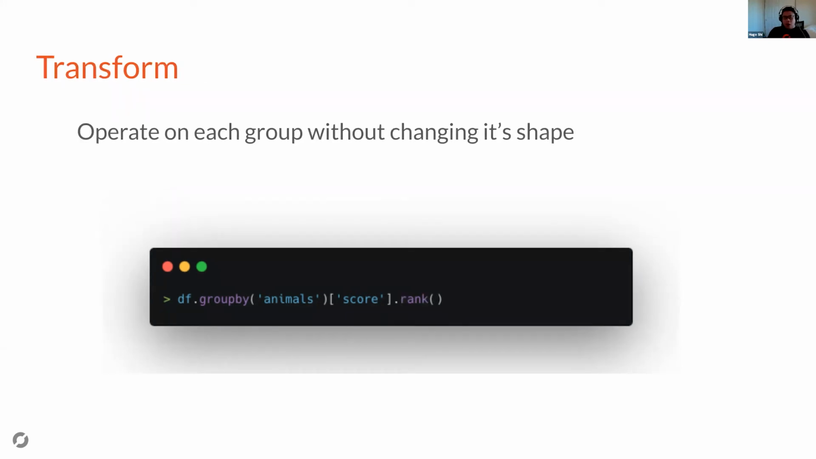Transforms are operations that are executed on the entire group, but instead of reducing it down to a single row, it actually preserves all values, or all rows. So for example, in this case, instead of computing an aggregate statistic on the scores of a given animal, you can rank them, right? You can sort them into which one's the first biggest, second biggest, third biggest, fourth biggest, etc.